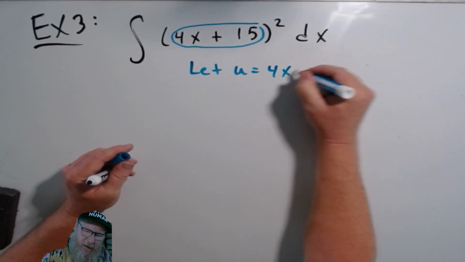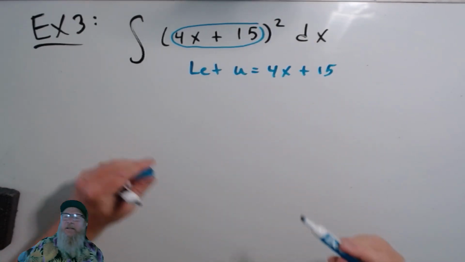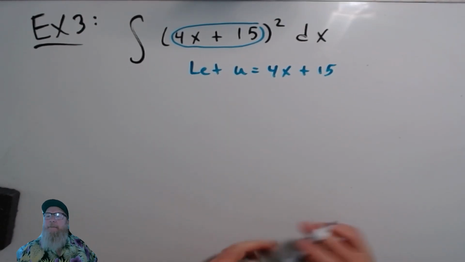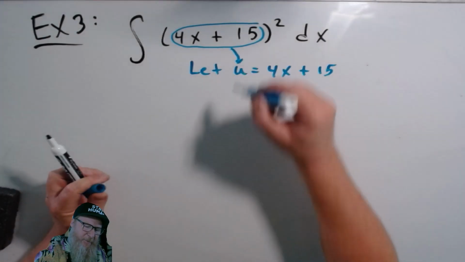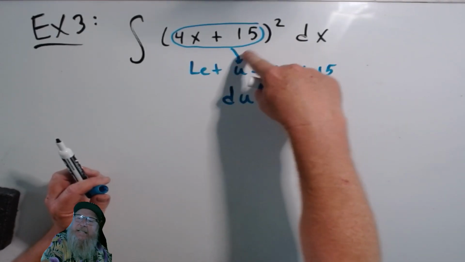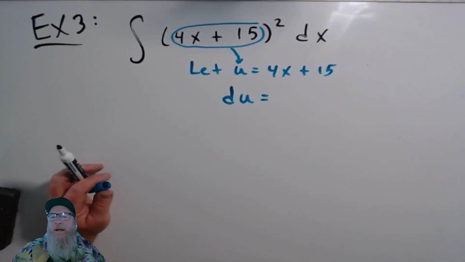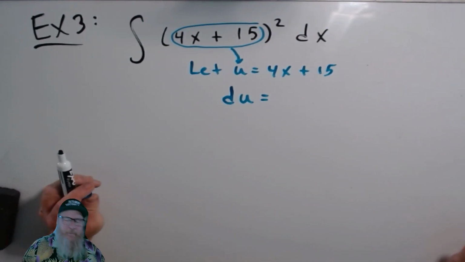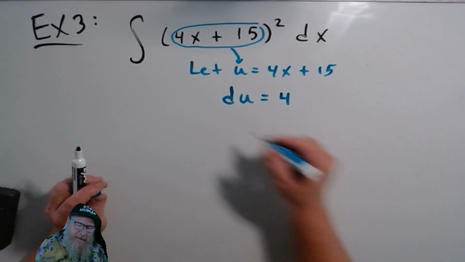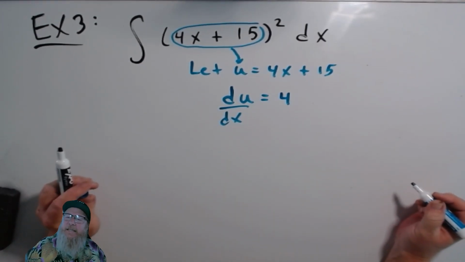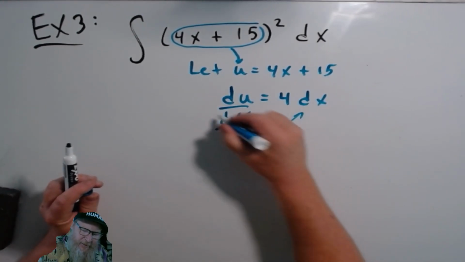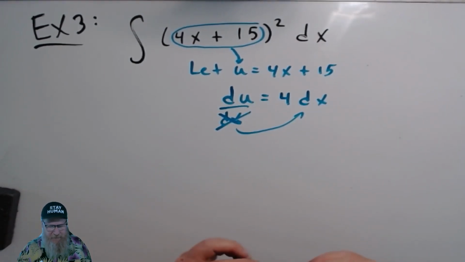So generally speaking, we generally let u be the inside of whatever function we're talking about. In this particular one, it's a square function, squaring a binomial. That's general, right? The inside becomes your u. Then when you do your du, it's the derivative of the inside without looking at the power or the operation that's on the outside. So the du then will just be 4. And again, technically it's du dx is 4, but we move the dx to this side. So we just write it as 4 dx.